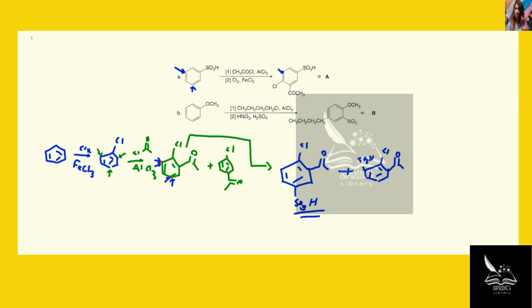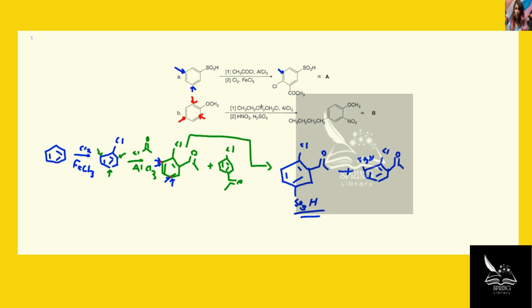So now in B, let's see why B doesn't work as is shown here. We have a methoxy group, and we know methoxy groups are electron donating because oxygen can donate through resonance into the benzene ring, making it highly electron rich. So we know electron donating groups are ortho-para-directing. And then we have Friedel-Crafts alkylation.